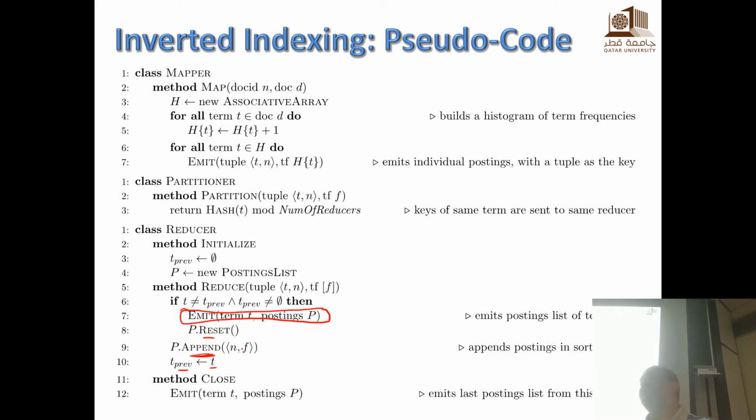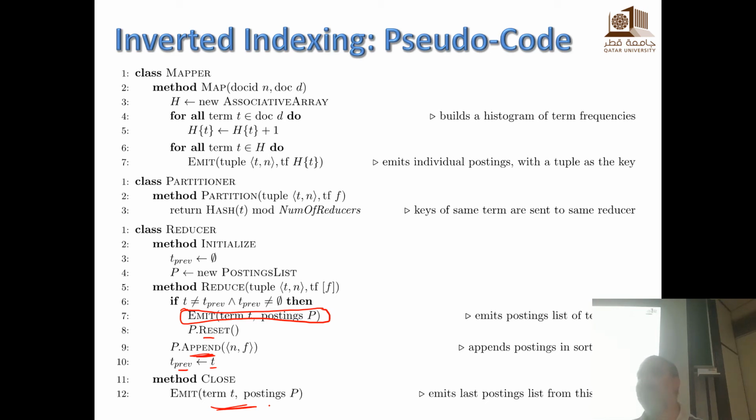For the very last one, we'll have to emit it with the close. Close means we are done with all records. We didn't have a chance yet to emit the last posting list because we didn't get a new one for it. Okay, so we'll have to emit it in the close function. Okay, is this clear? This is very important to understand.